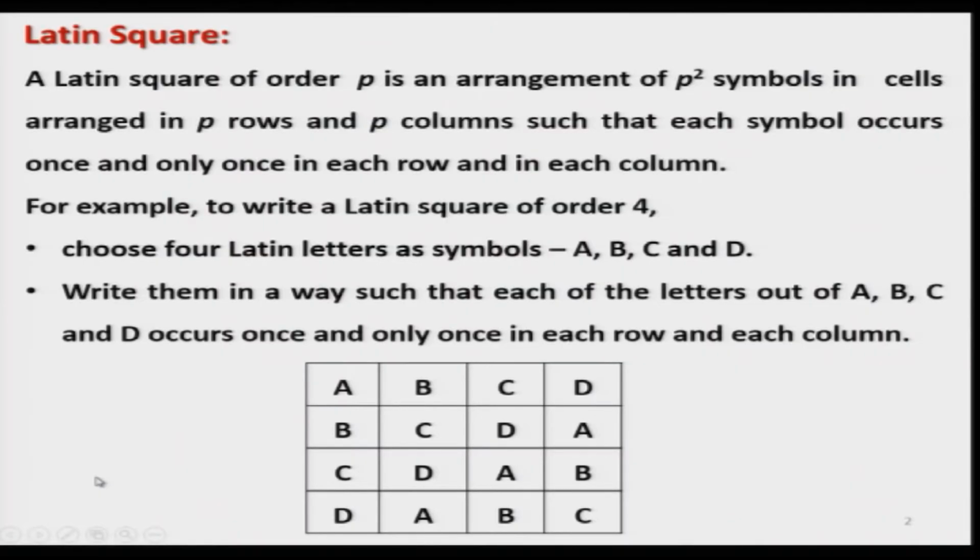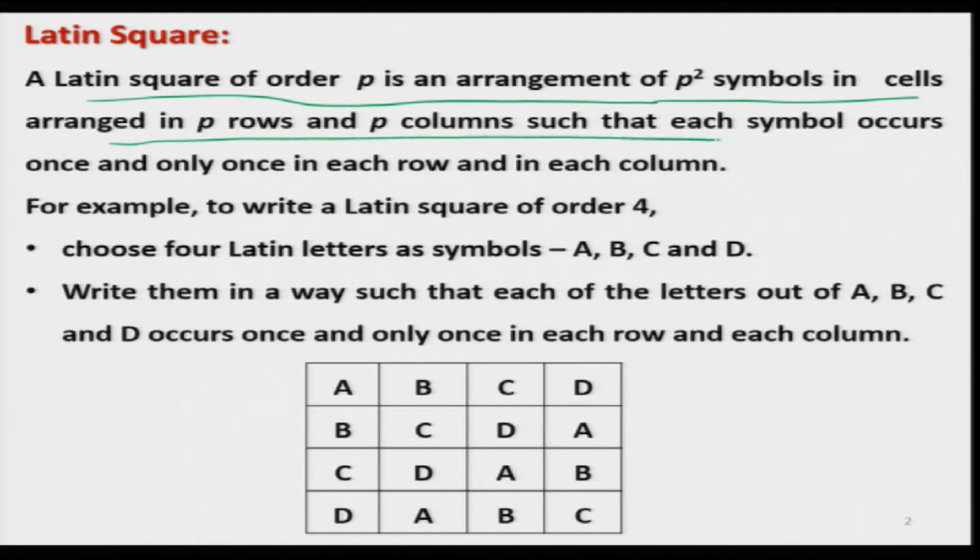So, let us begin our lecture, and first I will address the issue of analysis of variance in the case of Latin square design. Just for your remembrance, in the last lecture we defined a Latin square of order P as an arrangement of P square symbols in cells, arranged in P rows and P columns such that each symbol occurs once and only once in each row and in each column.